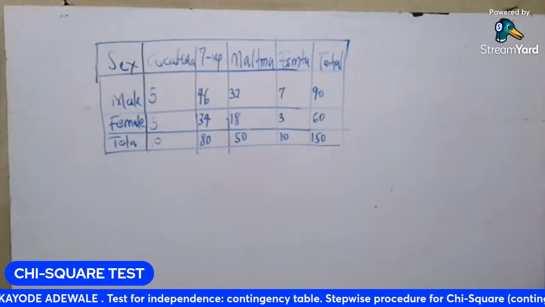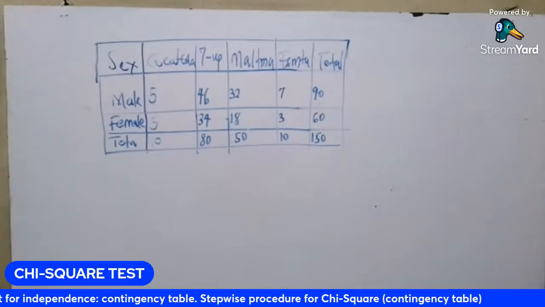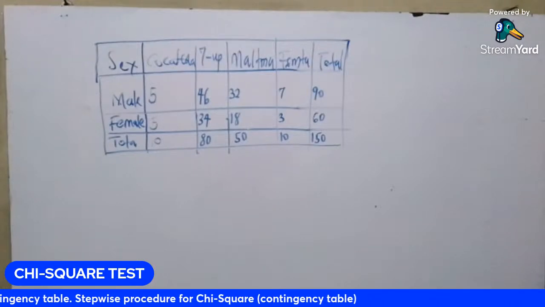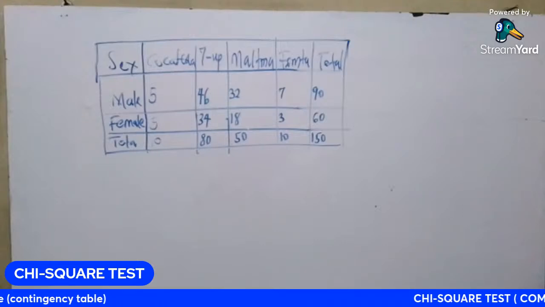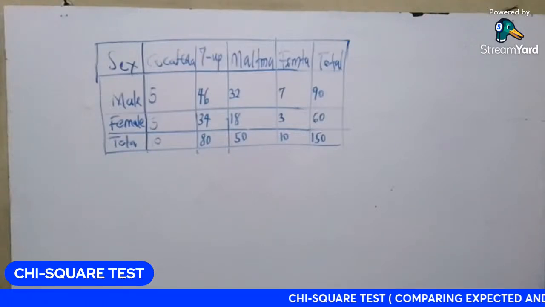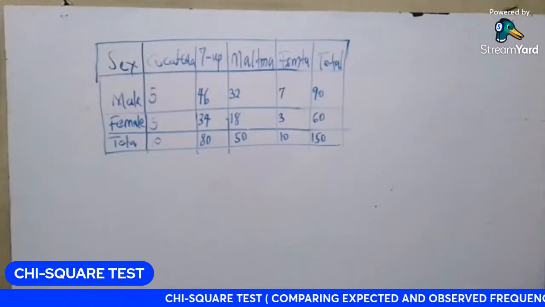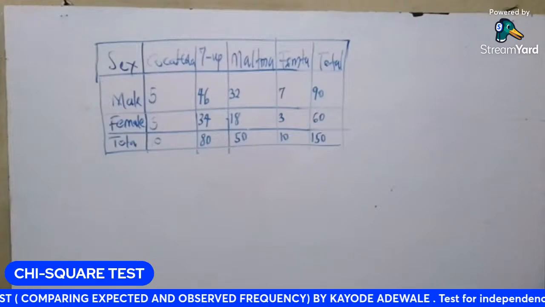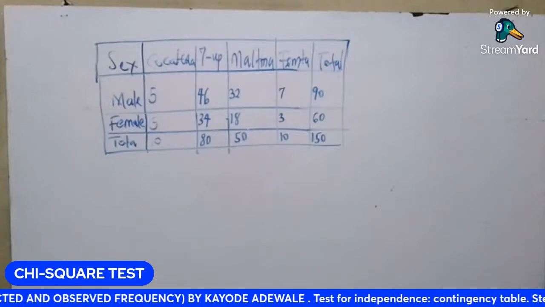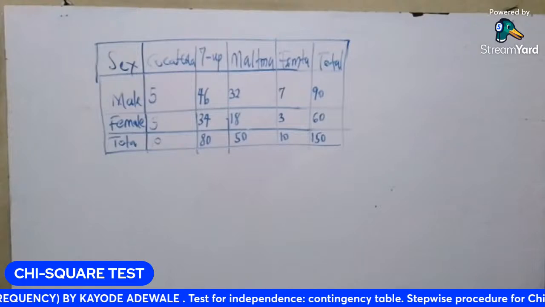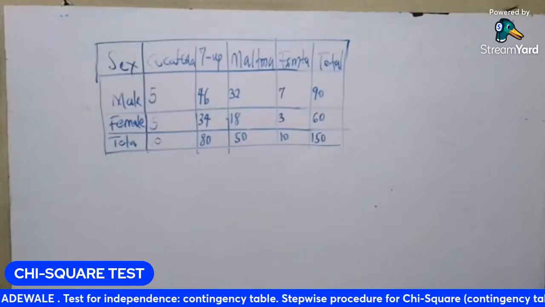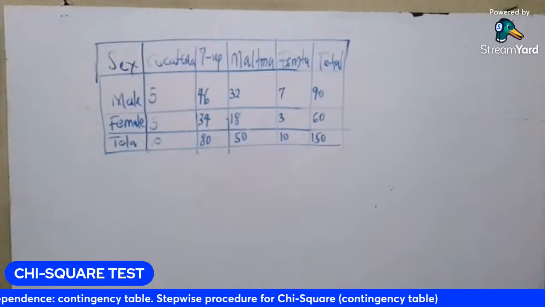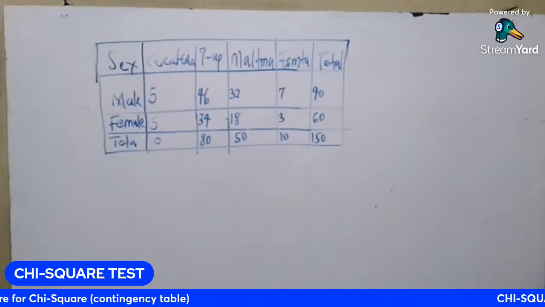So now, to test this hypothesis of independence between gender and the consumption of this drink using chi-square, the null hypothesis will be that the type of consumption of this drink does not depend on gender. That is the null hypothesis. And the alternative hypothesis, since we said does not, means that there is, there should be a dependence. So that is it about the null hypothesis and the alternative hypothesis.